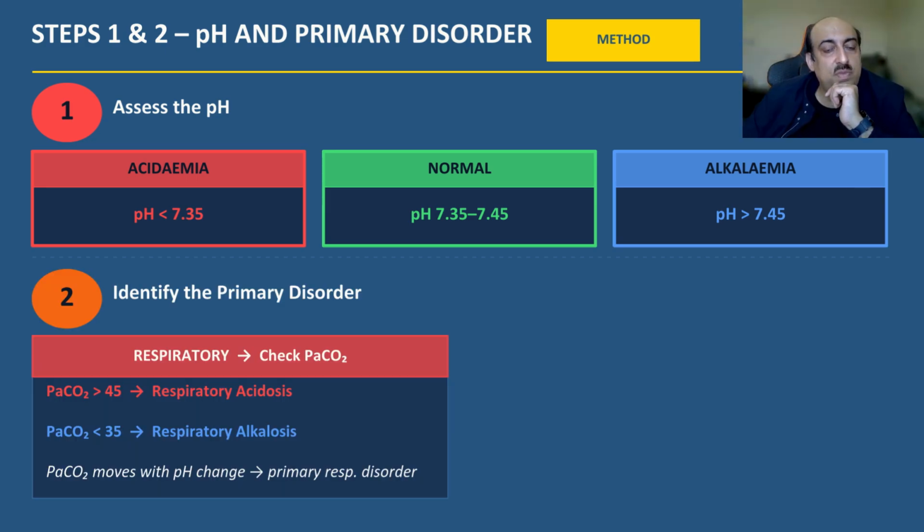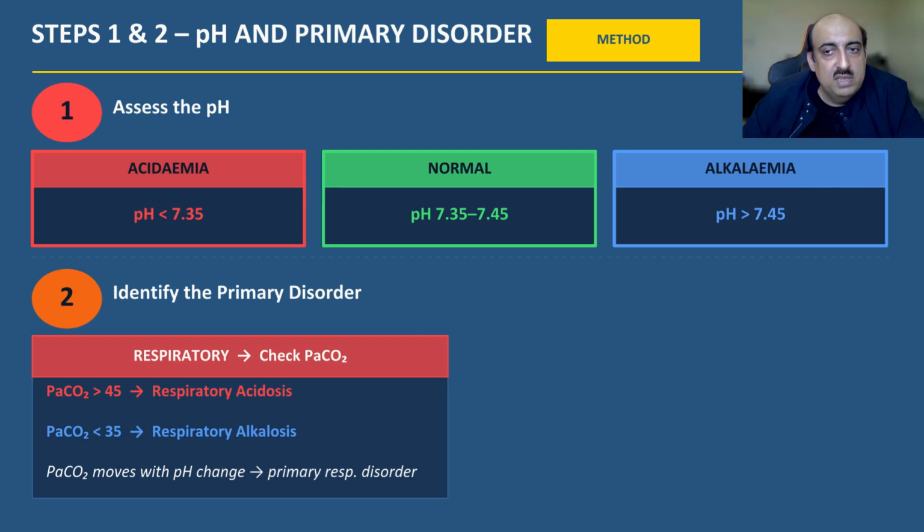Step number 2. Once you have established that, let's say, the pH is less than 7.35 and it's acidosis, you look at the CO2. CO2 is an acidic gas. If the CO2 is above 45, above the normal range, and obviously it's an acidic gas and the pH is low, hence you can safely say that it's a primary respiratory acidosis.